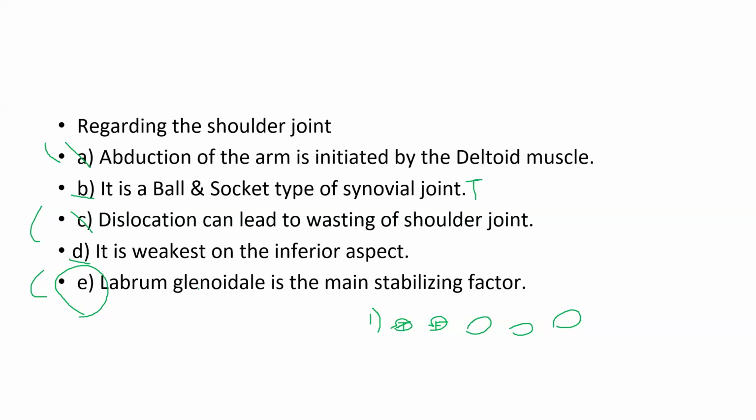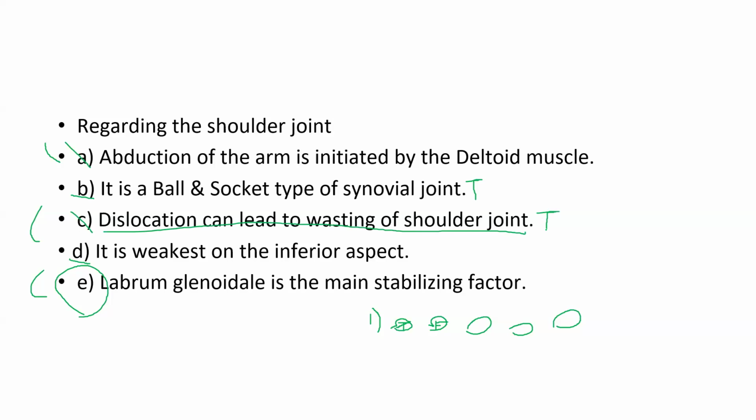So now I am going to the third one. Dislocation can lead to wasting of the shoulder joint. Okay, now definitely, I know the answer for this one, so I am going to mark this as true. It is weakest on the inferior aspect.